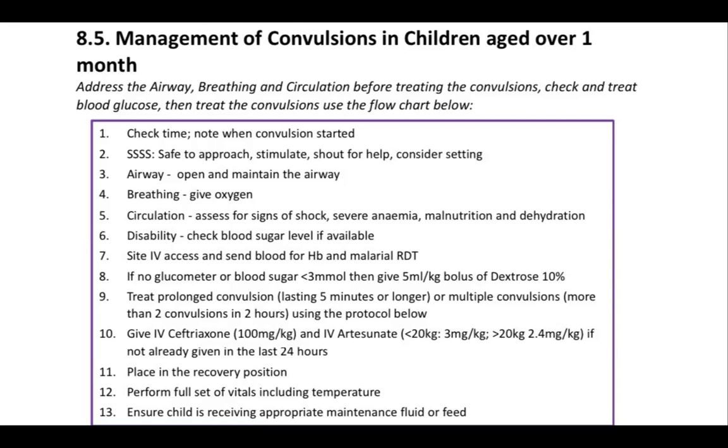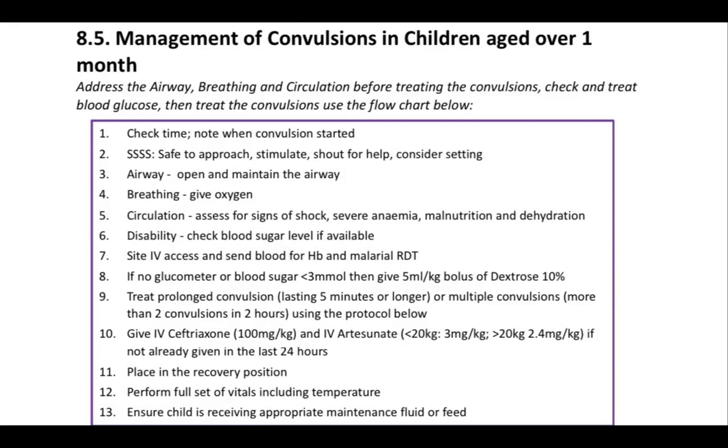convulsion. So we need to put in the IV cannula and then send blood for hemoglobin and malaria RDT, rapid diagnostic test. So if there's no glucometer or the blood glucose level is less than 3 millimoles, then we should give 5 ml per kilogram bolus of dextrose 10%.